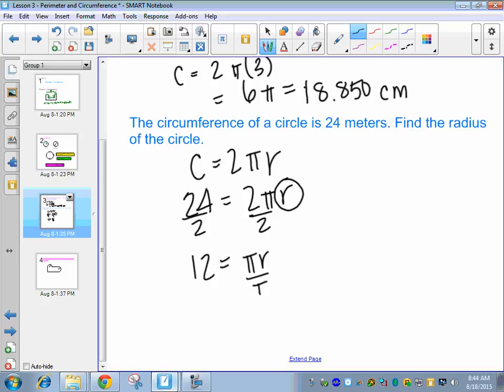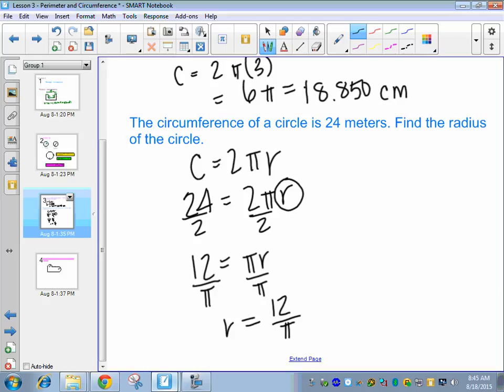In this step, we could have divided by 2 pi. Just be super careful with the parentheses in your calculator when you do that. You want to do divide by parentheses 2 pi and then close parentheses if you're doing that in your calculator. So what we end up with is r equals 12 over pi.